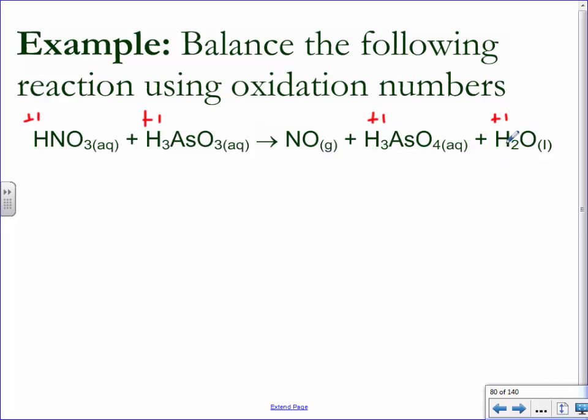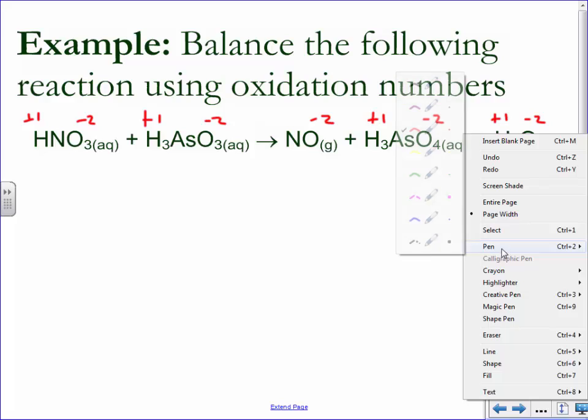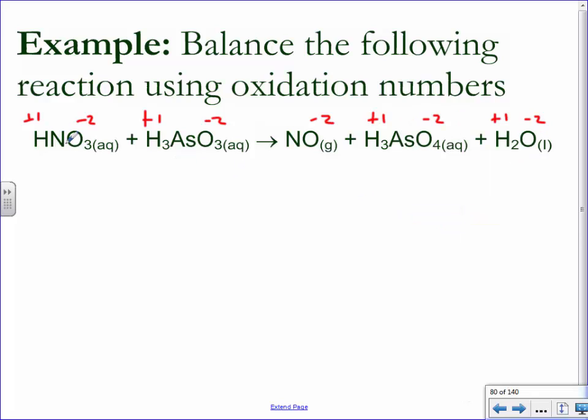Oxygen is always -2. And we should be able to figure out the rest by just using some common sense, I guess. So the leftover bit on this nitrogen here is +5. Is that clear? I'm going to go over to this nitrogen over here. This nitrogen over here, though, better be +2. Clearly, nitrogen has changed. That's the whole point of oxidation numbers.